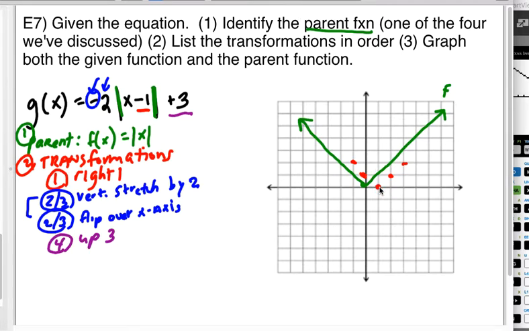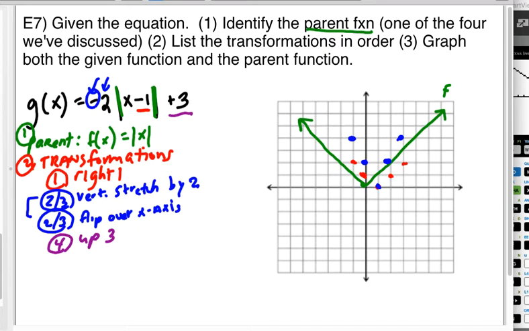So what that means is that 0 as a y value is going to stay 0, but a y value of 1 is going to move up and become a y value of 2, and a y value of 2 is going to move up and become a 4. So you can see that this V is getting taller and skinnier, right? So there's my new taller, skinnier V.